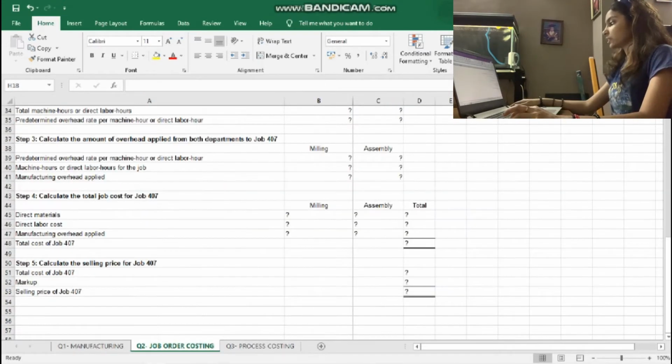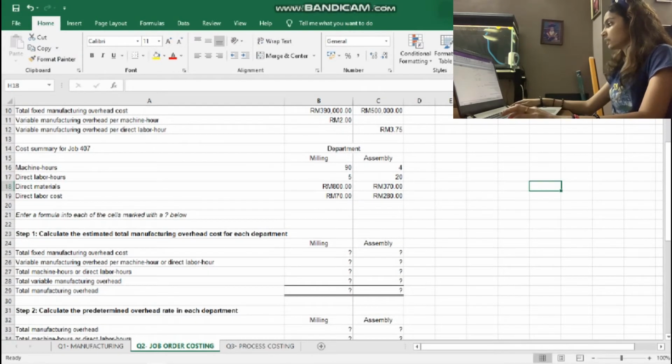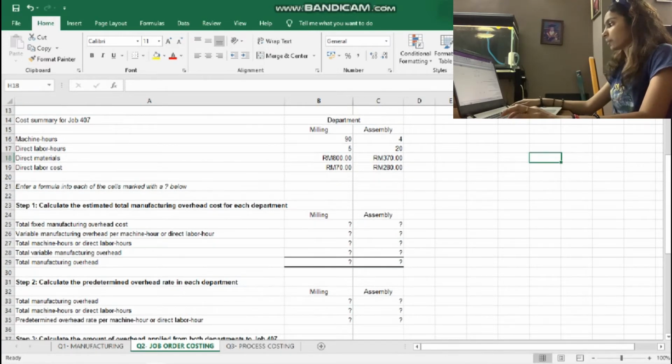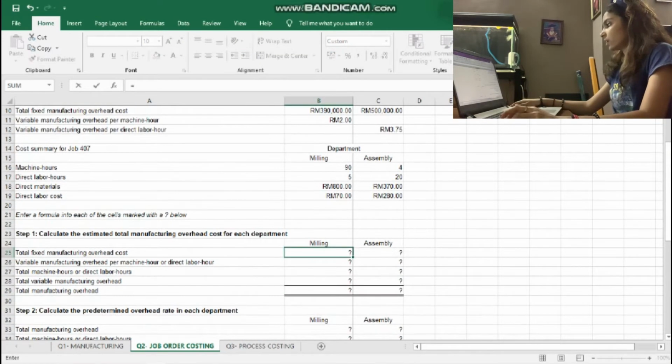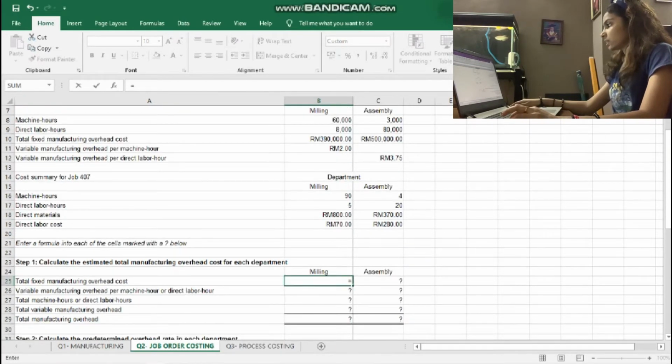Okay, next is question number 2. So question number 2 is about job order costing. So for this, first step is calculate the estimated total manufacturing overhead cost for each department. So for milling and assembly, total fixed manufacturing overhead cost for milling is 390,000 ringgit, and for assembly it's 500,000.